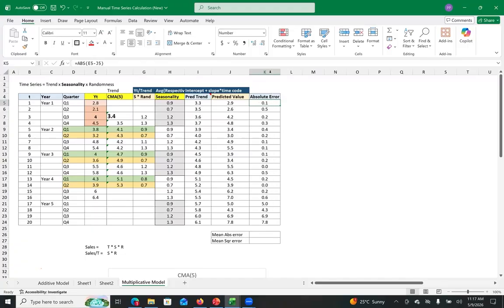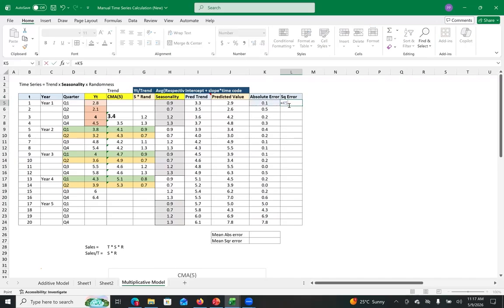Then I will calculate the square error. Square error, I can simply take the square of the absolute error itself, 0.1 multiplied by 0.1. And then I will calculate the mean absolute error, that is the average of this whole thing, and mean square error, the average of this thing. Sorry, my bad. Ideally, I should not calculate error here because there is no actual value.